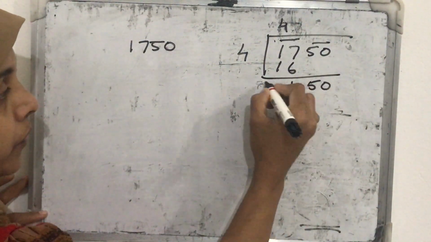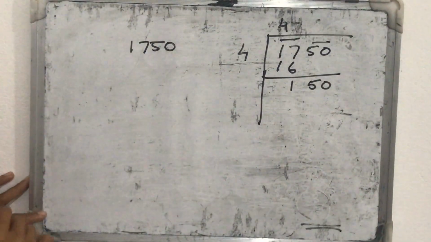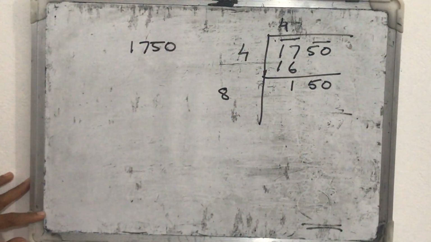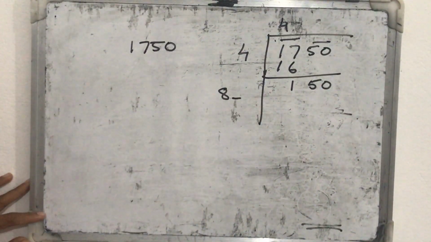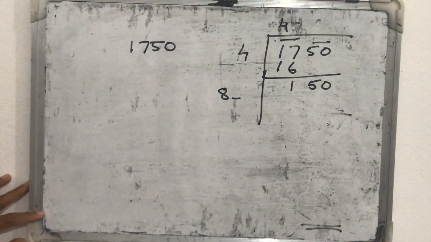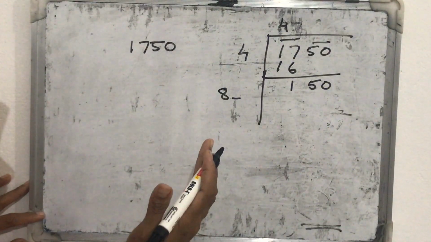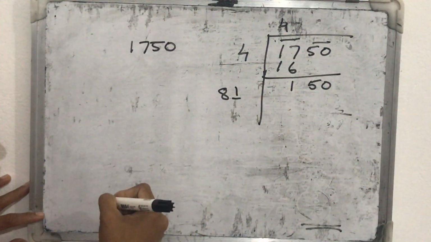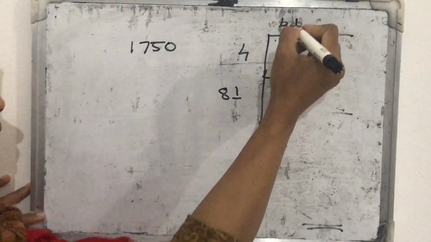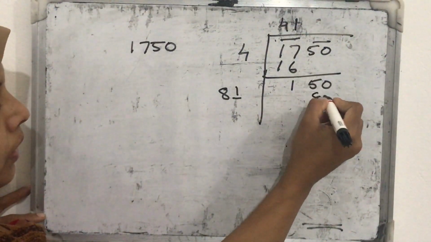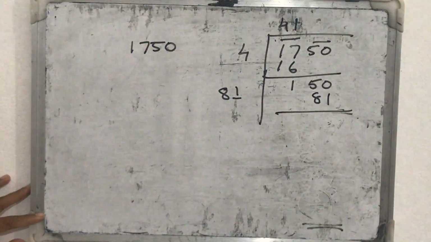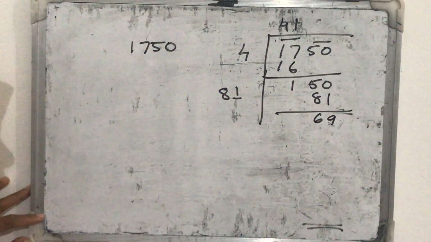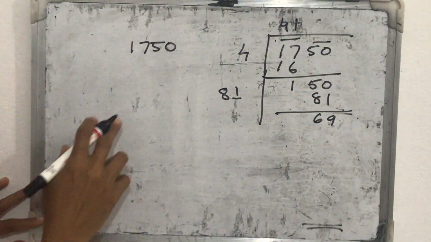Next bring down 50. Next, double of 4, 8. Which number should we write on the ones place? 82 into 2 will be greater than 150, so 81 we can take. Same number here also. 81 into 1, 81. Then subtract. It will be 69. Now 41 square.